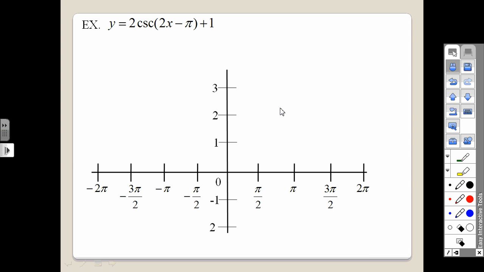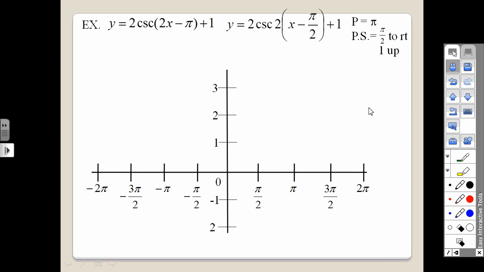Okay, so the first thing that we're going to do is factor out this 2 so that we can actually see what our phase shift is. We're going to move pi over 2 radians to the right, and we're going to move up 1 unit. Here's our new period, taking 2 pi and dividing it by that 2, and there's our phase shift.